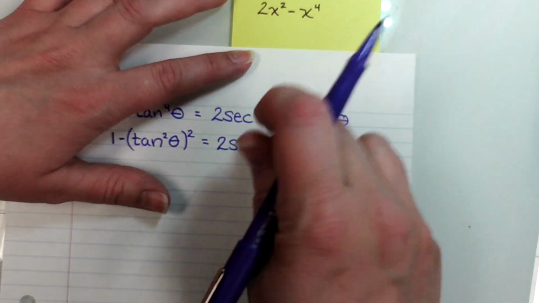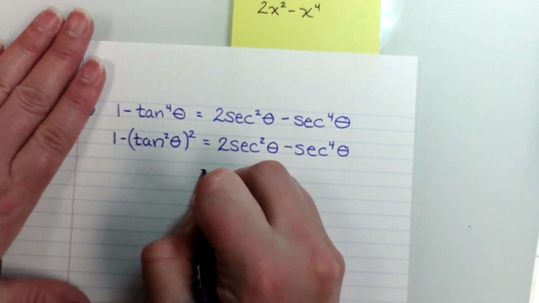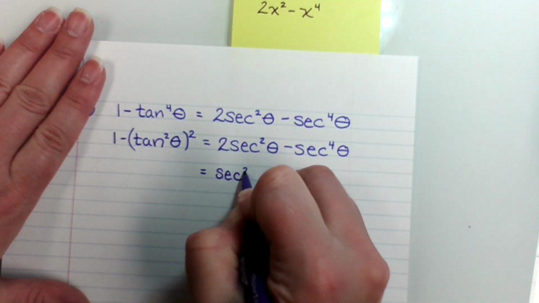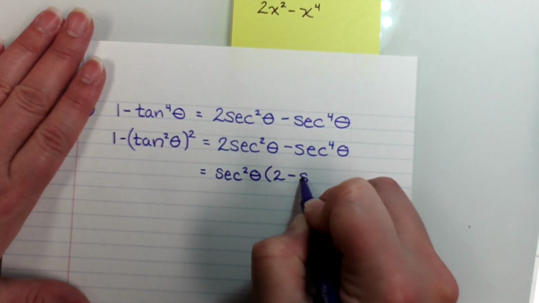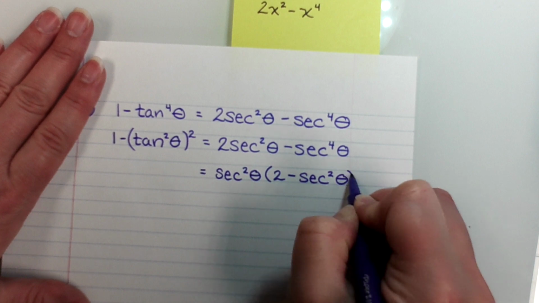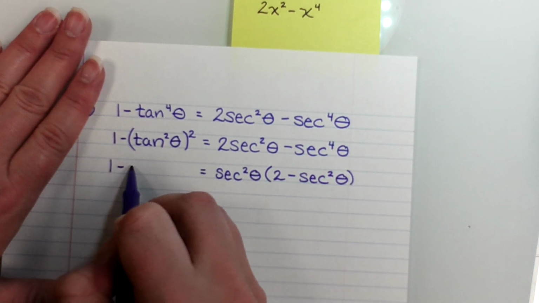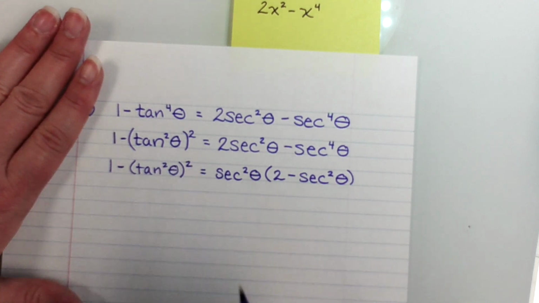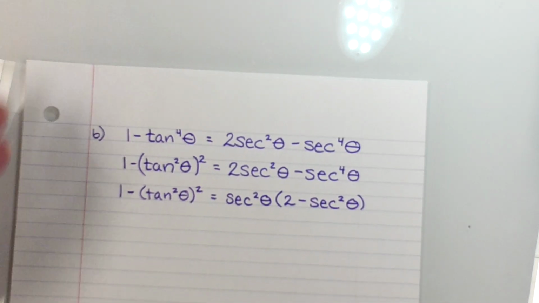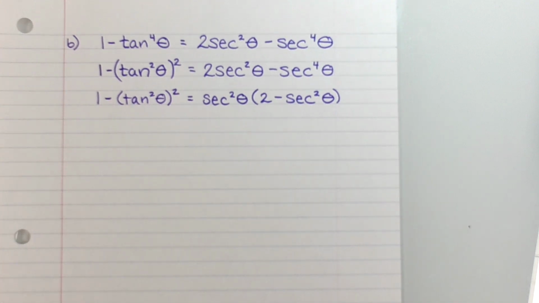Yeah, let's factor out a secant squared. I'd be left with 2 minus secant squared theta. This side I didn't touch. In fact, exactly what we were going to need to do. At least one version of exactly what we were going to need to do.